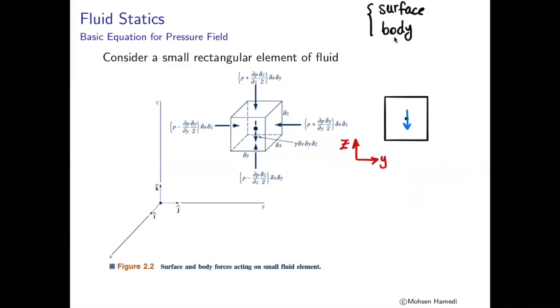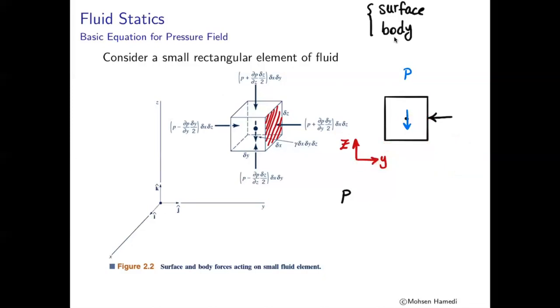Then for the pressure distribution, we assume that at the center of the element, the pressure is P. So the pressure acting on this surface on the right side of the element will be equal to, we assume the pressure at the center of the element is P. So here from the center of the element, and this is delta Y, we are moving to the right, which is the positive direction of Y, and we travel half of delta Y.